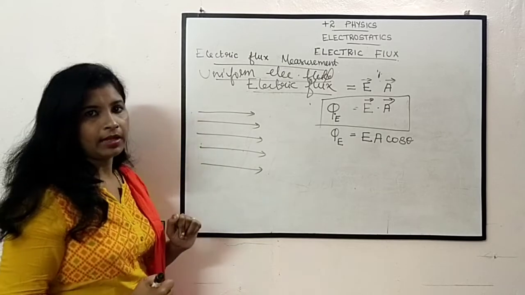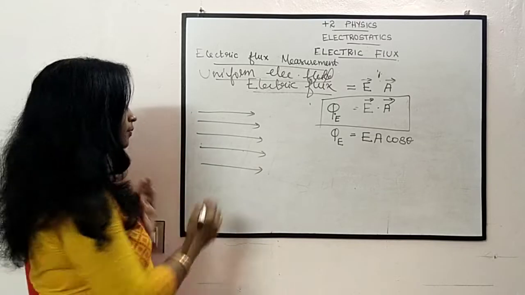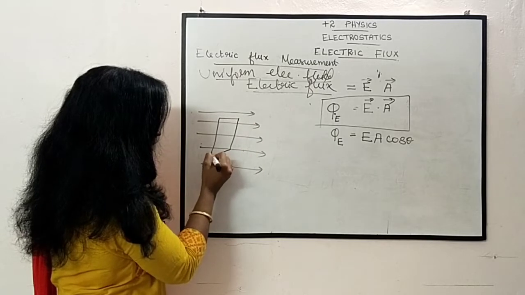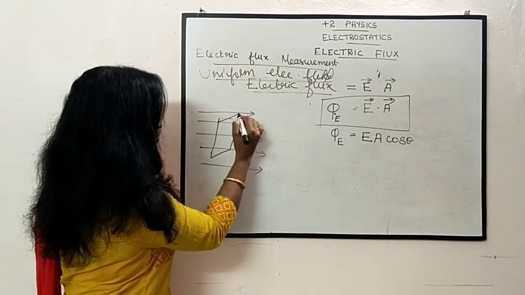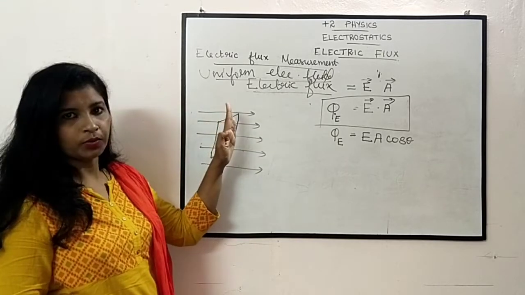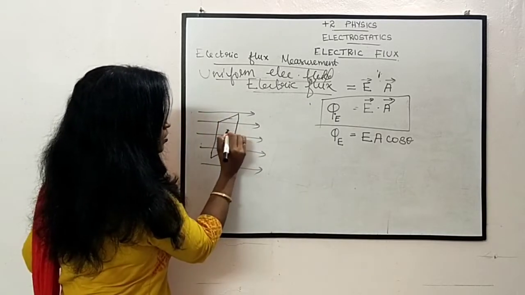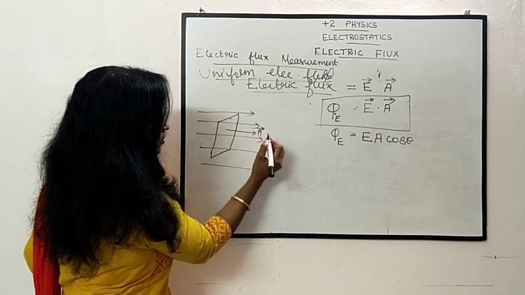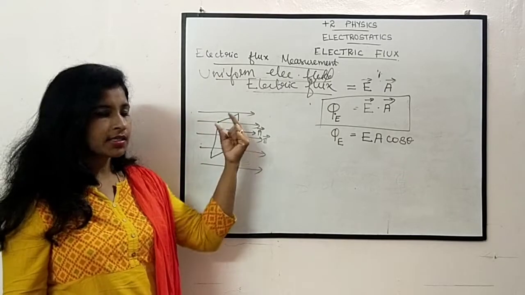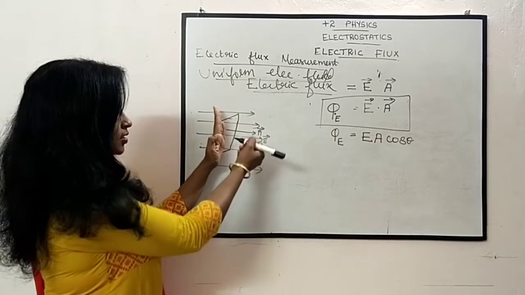Take a uniform electric field like this, and you are placing a given area like this, which is perpendicular to the electric field. The area is perpendicular to the electric field. So if we keep an area like this, that is what it means. We draw it like this, but it is actually like this. So what will be the area vector? This is your area vector, and this is the electric field. This is the area vector of the flat surface you placed. I told you it will always be perpendicular to the surface. If the surface is like this, the area vector will be like this.